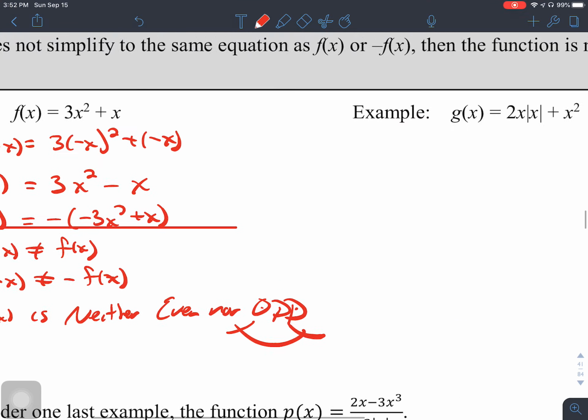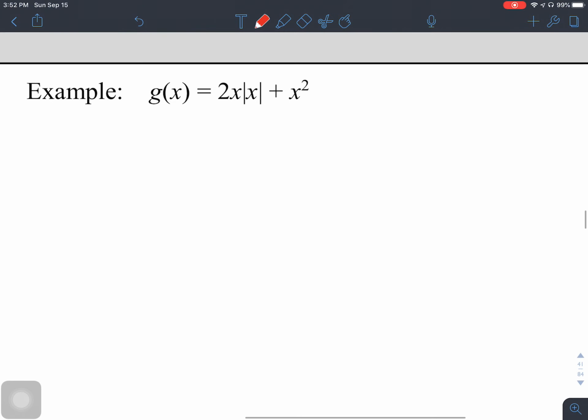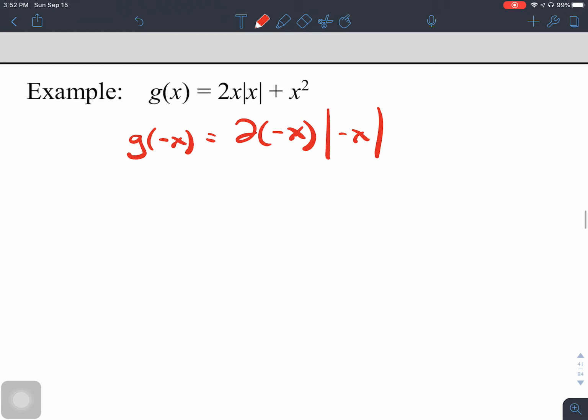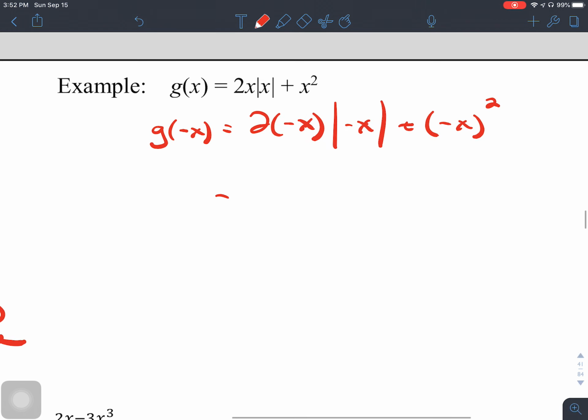Let's do another. Let's put a negative x in for each of the x's. An absolute value is a grouping symbol, so I'm not going to put that negative x in another set of grouping symbols. You can if you want, but you don't need it. 2 times negative x, negative 2x. The absolute value of a negative x is positive, and then a negative x squared is positive.